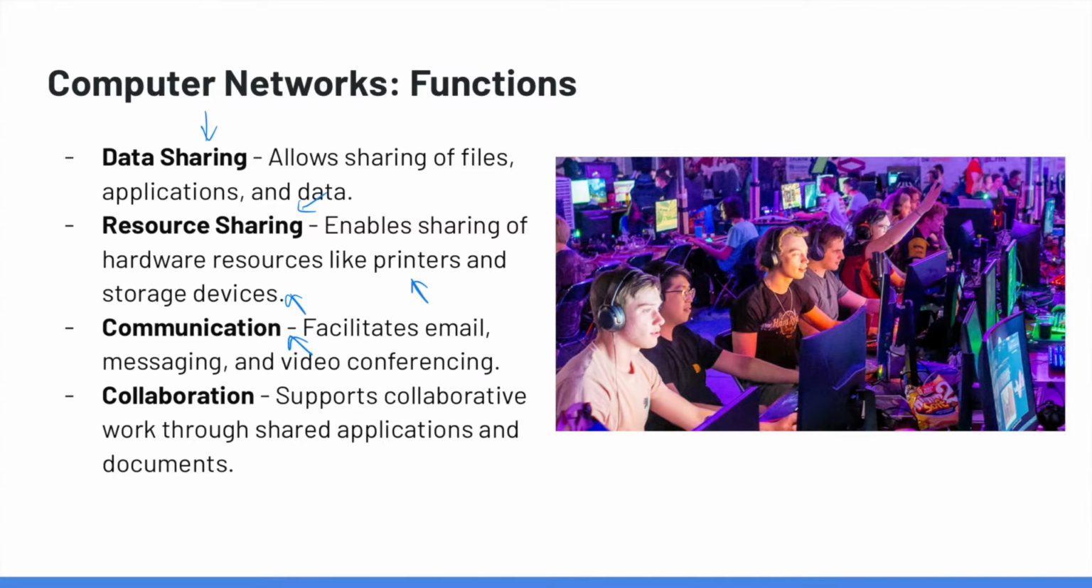We can also use networks for communication. Now, this is more when we're getting into the topic of the internet. The internet is technically a network. So through the internet, we can do things like send emails, messaging, and video conferencing. And finally, computer networks allow for collaboration. This can either just be in a network where we're sharing files and sharing resources, or this could be through the internet, which again is a network where we're using actual web applications in our browser to work with each other.